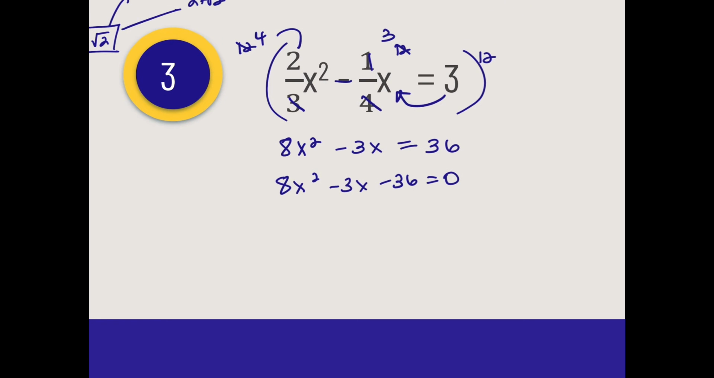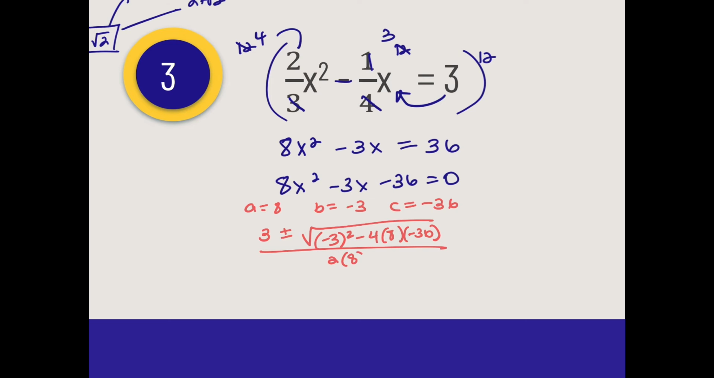But now I identify A is 8, B is negative 3, C is negative 36. So negative b, again, would be 3, plus and minus the square root of negative 3 squared minus 4 times a times negative 36, all over 2 times 8.